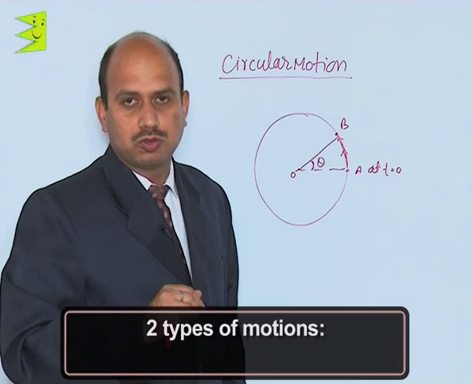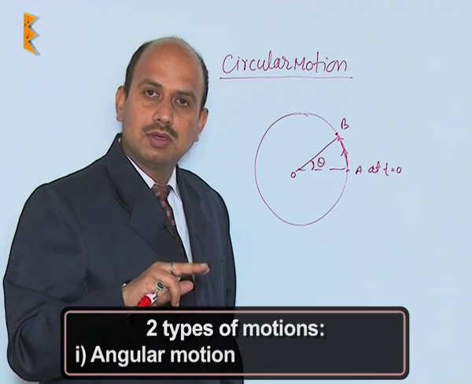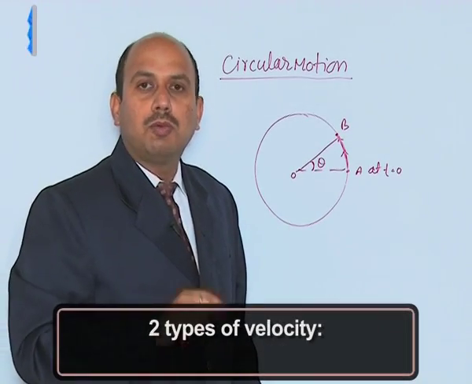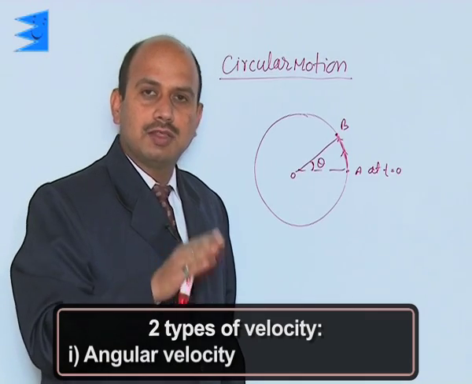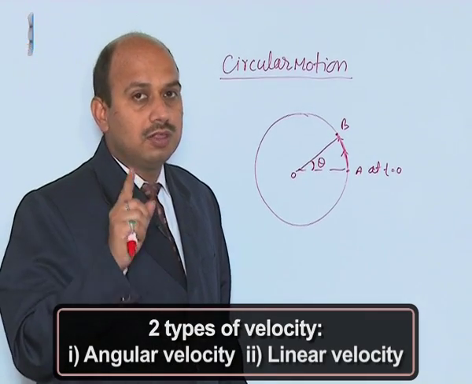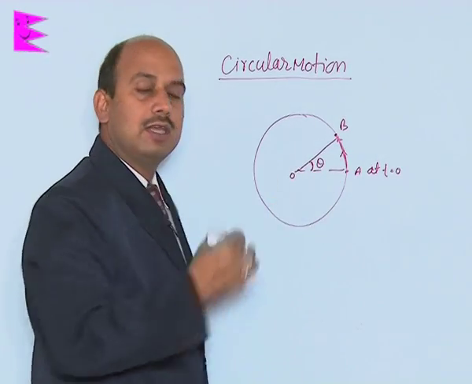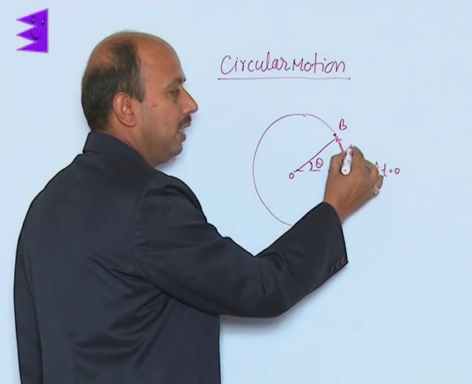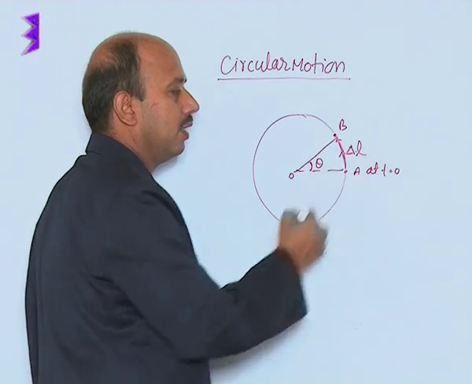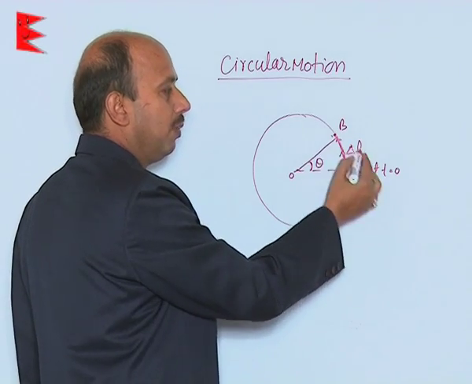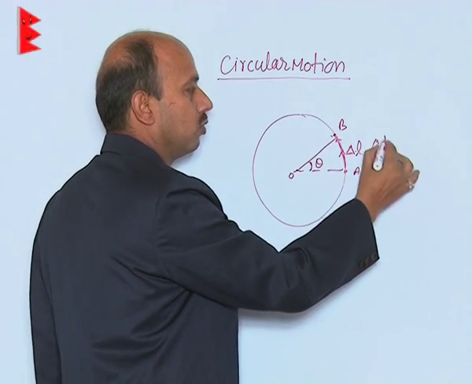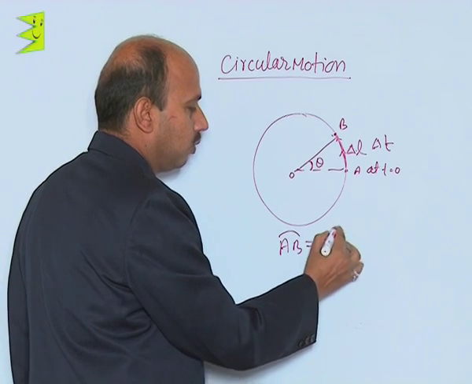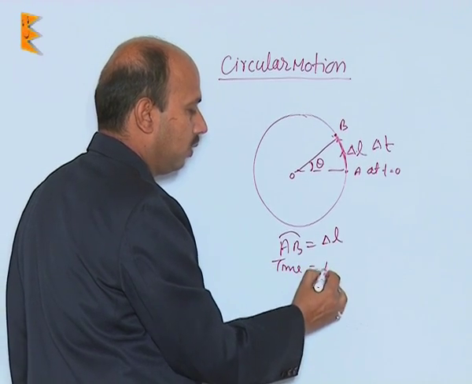So, there are two types of motion: one is angular motion, and another is linear motion. So, the body has two types of velocity, angular velocity as well as linear velocity. And see here, in circular motion, the direction of the body keeps on changing continuously. So, suppose this is the linear displacement, I have taken delta L, and the time to go from A to B is delta T, suppose.